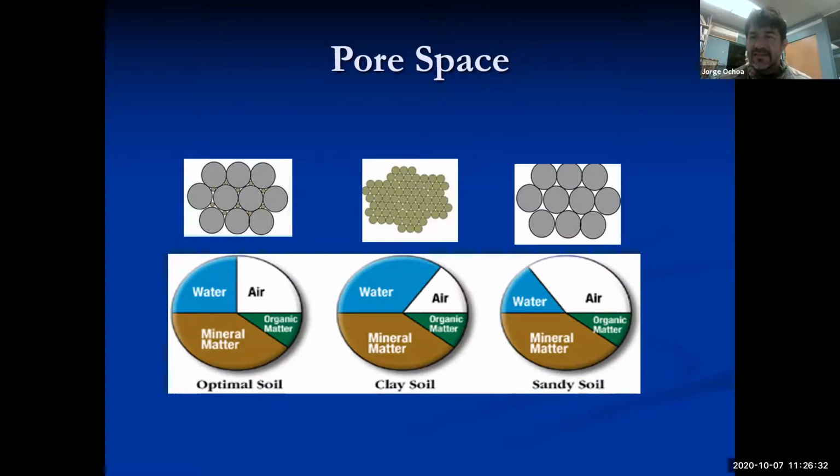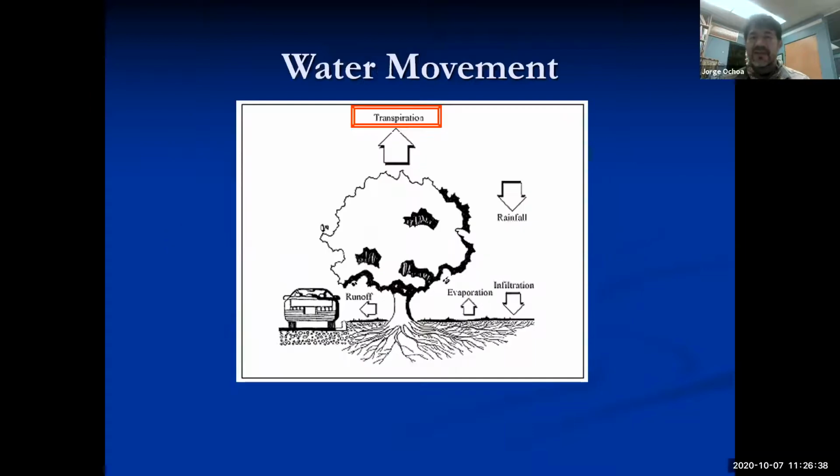And obviously the solution is organic matter, which will fix all of this through the soil aggregates. And so we added the water. Now our soil is at field capacity. Now the transpiration, or the loss of water through the plant, is going to begin. That is known as transpiration.